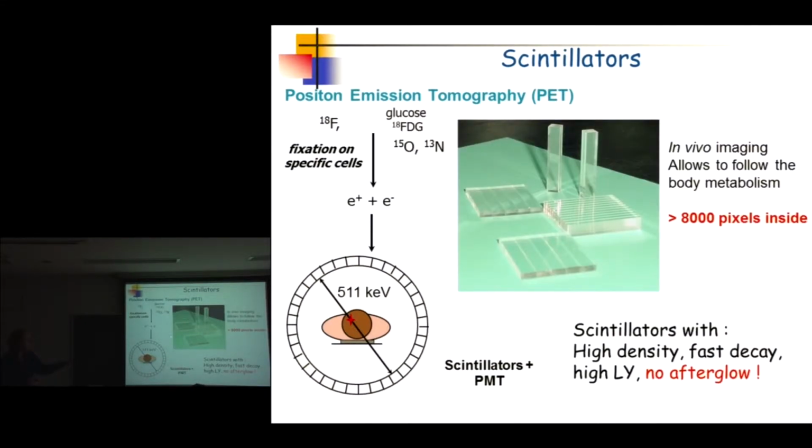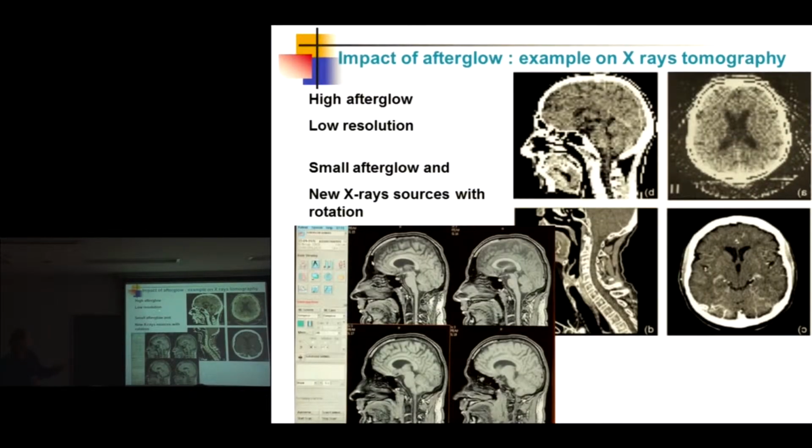So in the lab, we are working on this kind of material in pixels, which are inside the apparatus. And it's very important to control the quality. And in this case of positron emission tomography, the key point is the persistent luminescence. We have to avoid the persistent luminescence.